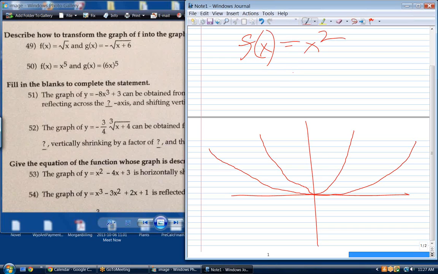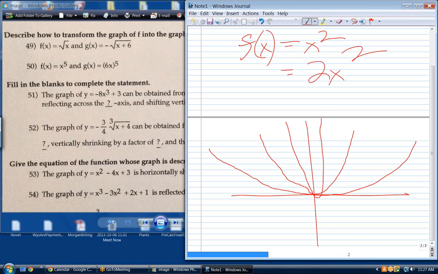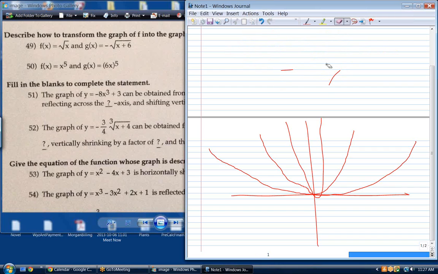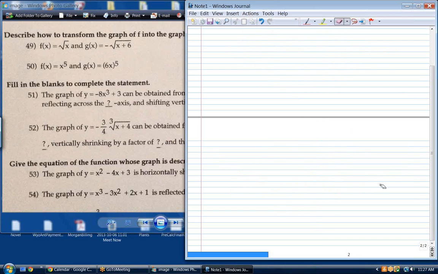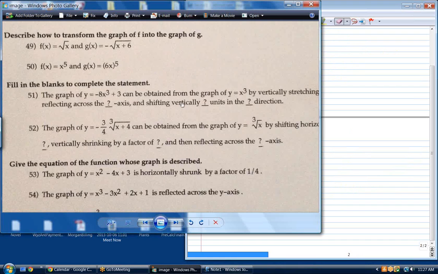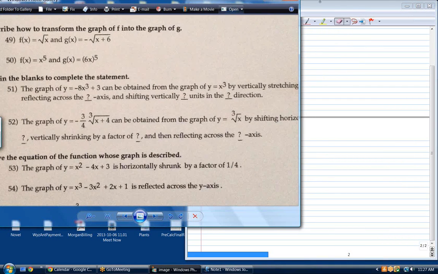Well, I know that 2x squared, the graph gets narrow. So that is a vertical stretch. But 1/2 x squared, the graph gets flatter, so that's a vertical shrink. A lot of these can be viewed somewhat the same way as either a vertical stretch or shrink. Let's look at 51.